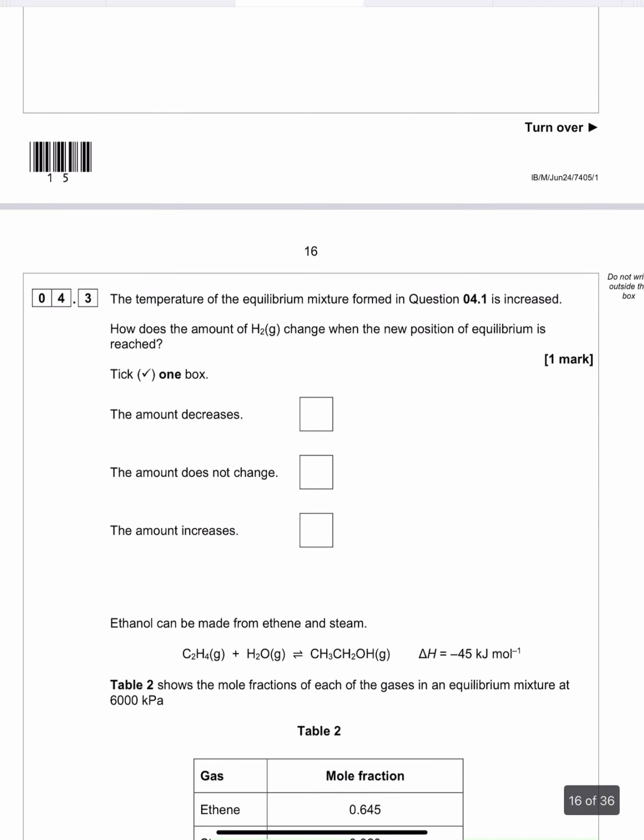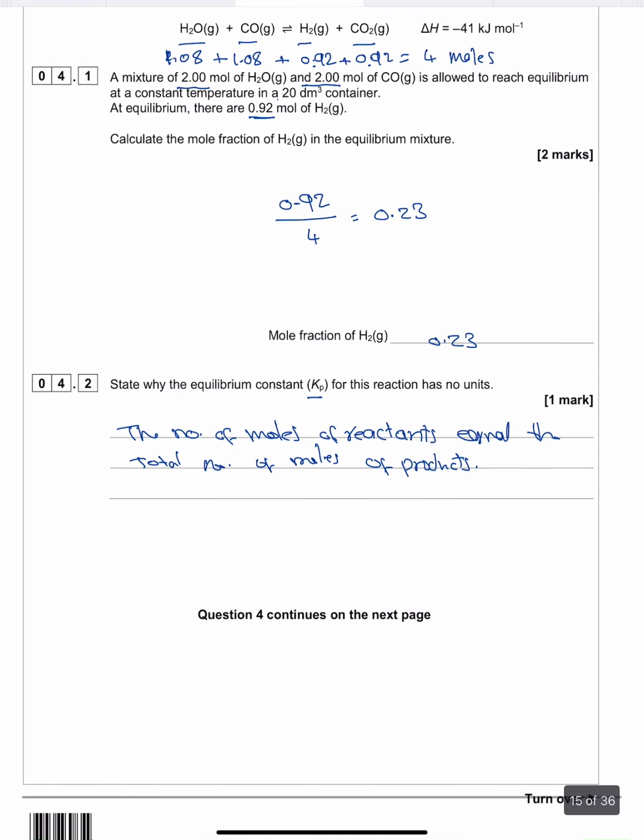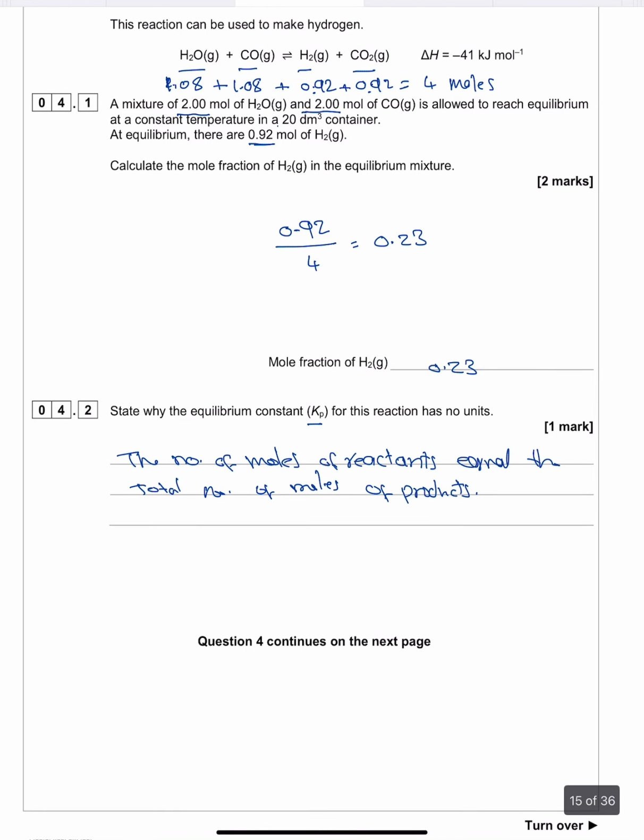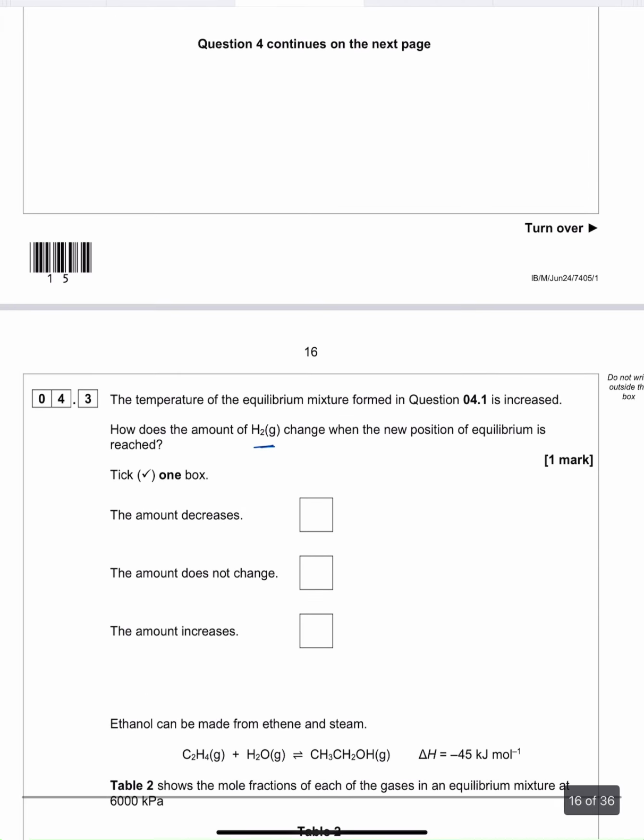The temperature of the equilibrium mixture is increased. How does the amount of the product, which is hydrogen, change when the new position of equilibrium is reached? We know that the effect of temperature depends on which side of the equilibrium is endothermic and which one is exothermic. If the temperature increases, the equilibrium will be pushed towards the endothermic reaction. The forward reaction is exothermic, which means that less of the products will be produced. So here the amount of hydrogen will decrease.